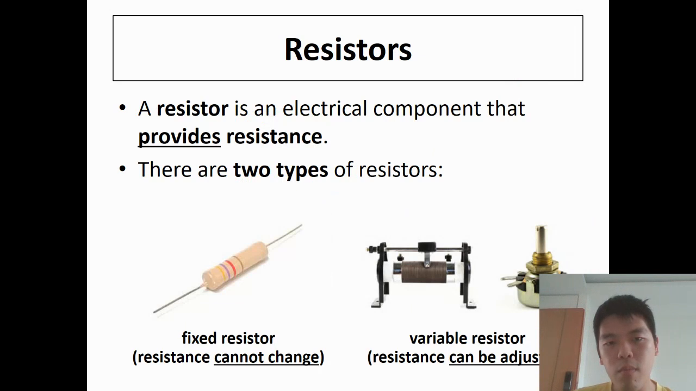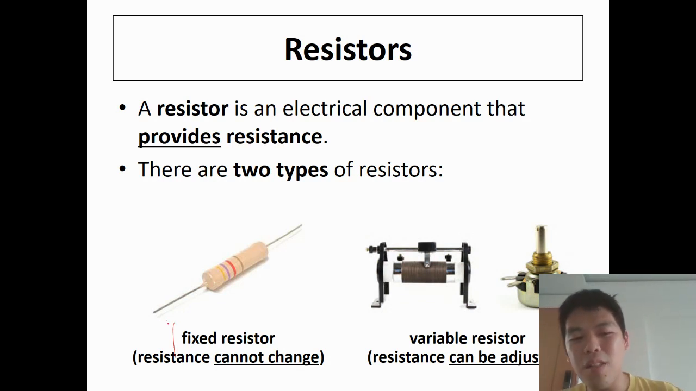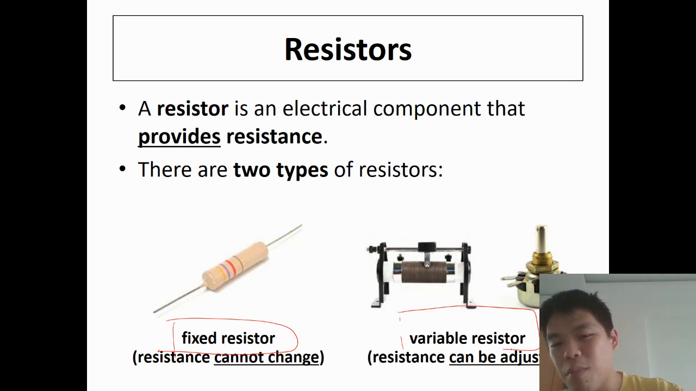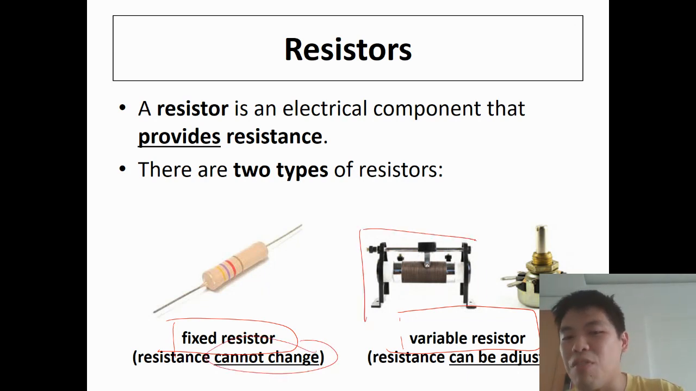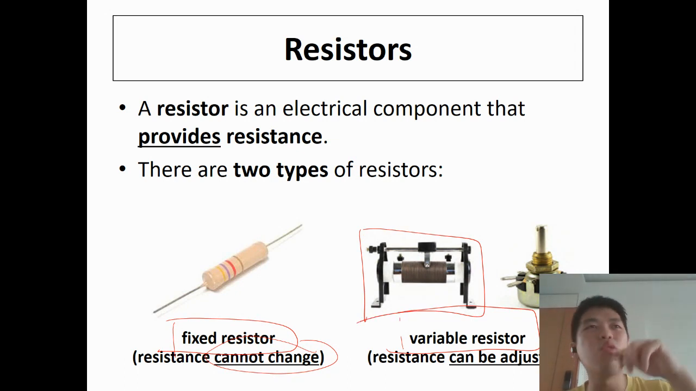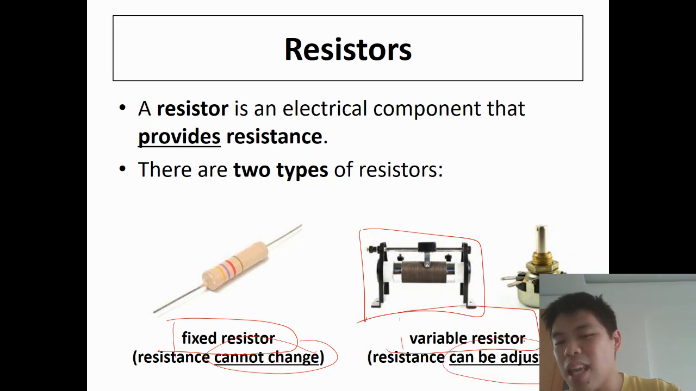Let's move on. A resistor is a component that provides resistance. So we don't use rocks in our wires to provide resistance. We need to use something else. We use a resistor in this case. There are two types. One is a fixed resistor, and another one is a variable resistor. What is the difference? With a fixed resistor, your resistance is fixed no matter what happens. It cannot be changed anymore. But you can put in another device that changes your resistance anytime that you want. You just need to turn it. This resistance can be adjusted.